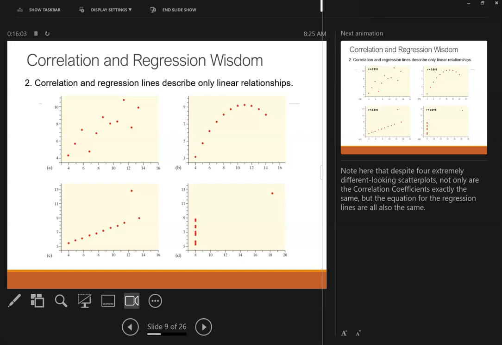So if we take a look at these 4 scatter plots here, you want to hear something crazy? All 4 of these scatter plots have the exact same R value. The takeaway is that, remember, R is just describing the strength of the linear relationship, and it's strongly affected by outliers.